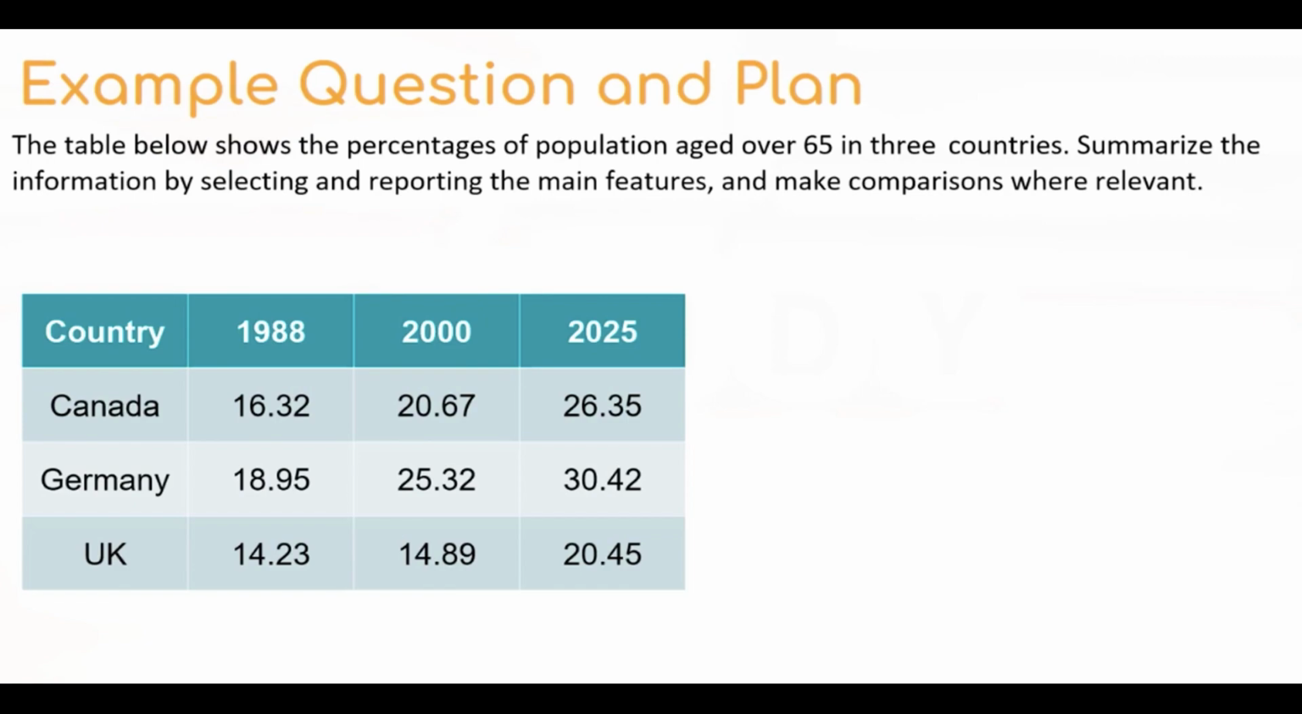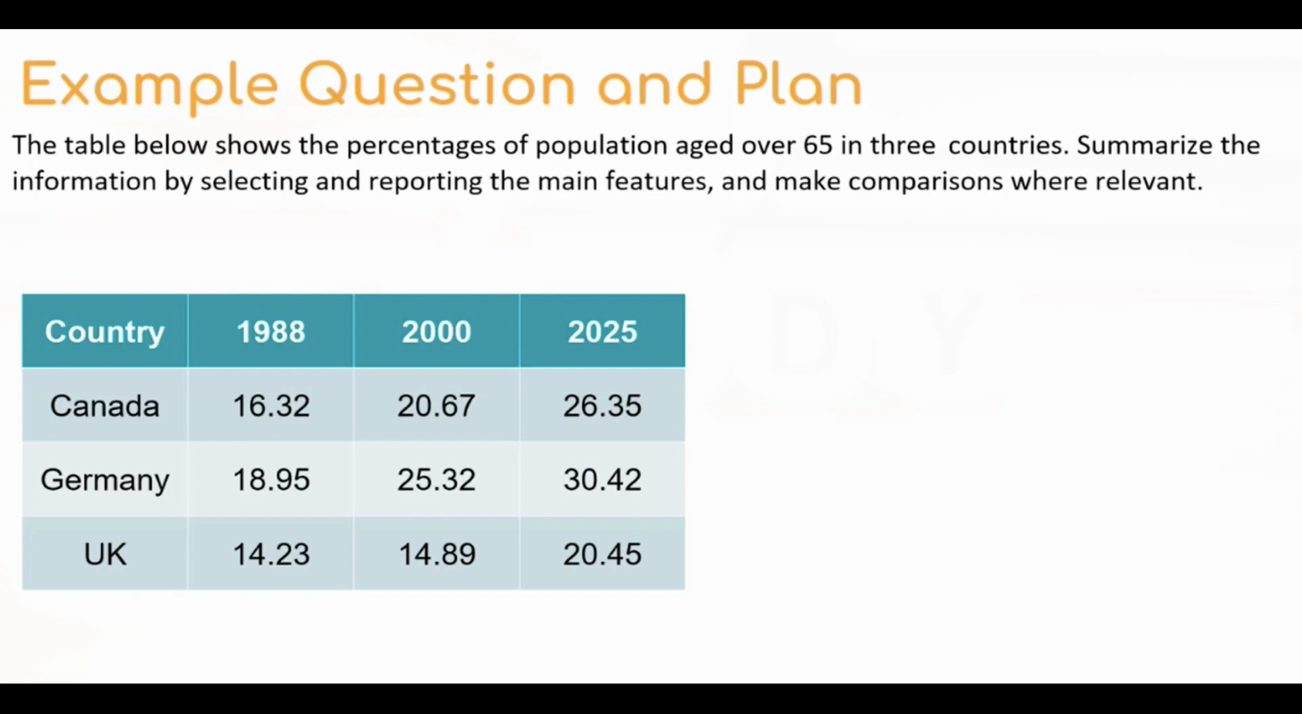Let's take a quick look at what happens in Canada. So people aged over 65 in 1988 was around 16%. In 2000 it was 20. In 2025 it was 26.35. So we can see every year this amount increases. In Germany we begin at 18. Then move to 25 and 30. So once again, this is a clear increase in the percentage of people over 65.